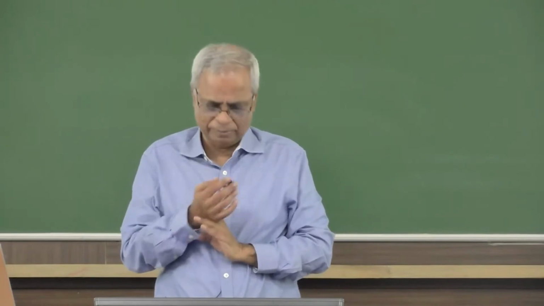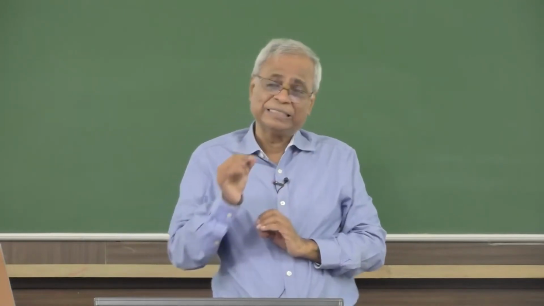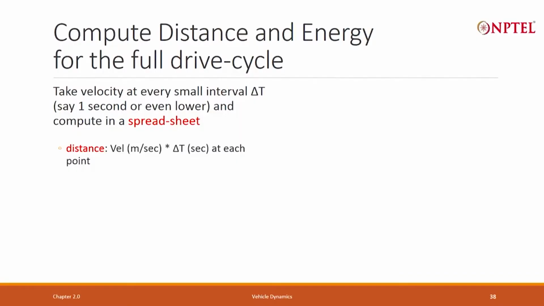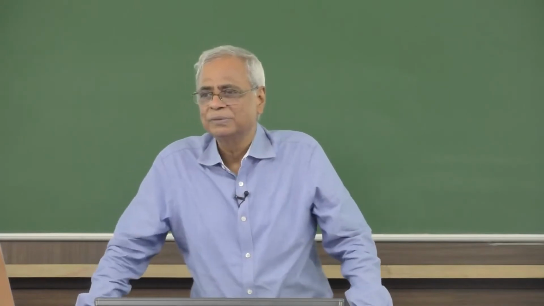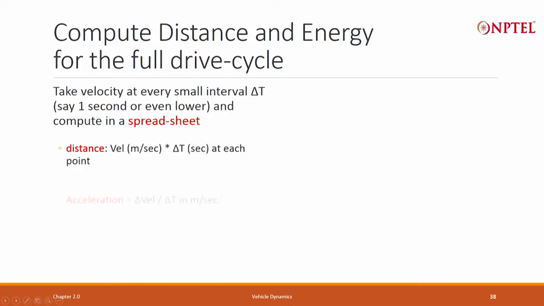So, find the average velocity, and the distance travelled in that you can compute as velocity into delta t. Velocity is given by the drive cycle, average velocity for that 1 second, you can compute with delta t. You start writing down every second what the velocity should be, take v final plus v initial divided by 2, that is the average velocity. Acceleration is what? You have calculated the delta velocity every second, you divide it by delta t, it will give you acceleration, meter per second square.